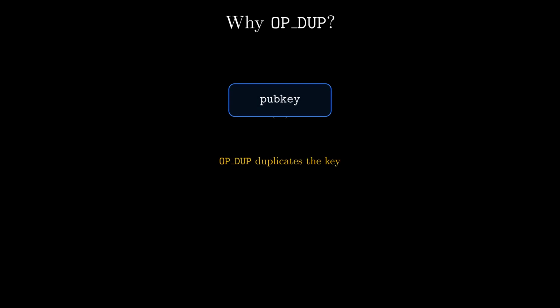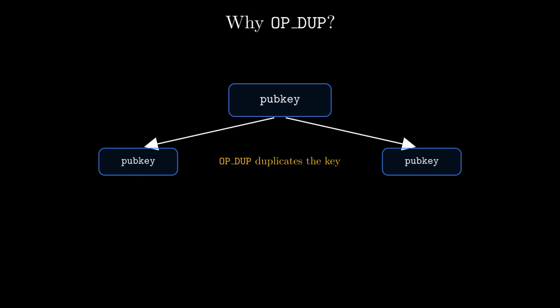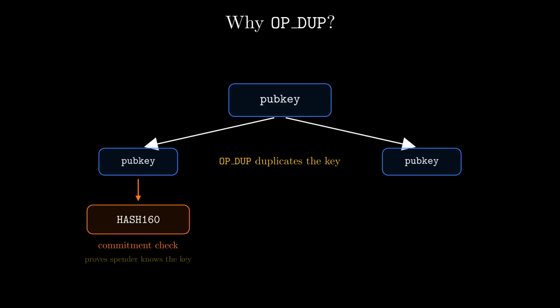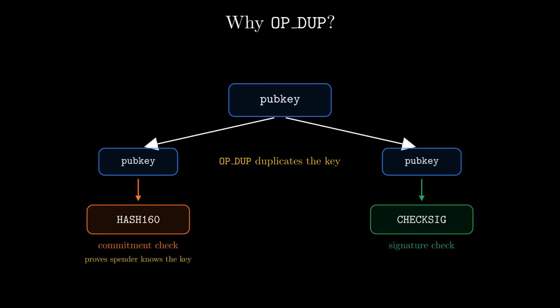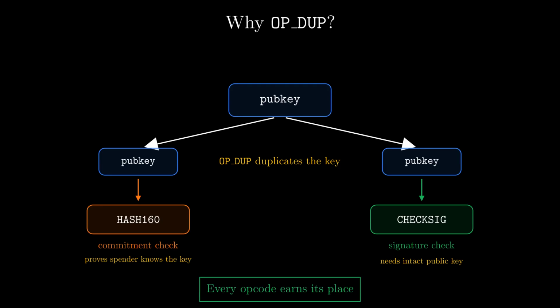A common question: why OP_DUP? Because the script needs the public key twice. HASH160 consumes 1 copy to compare against the commitment, proving the spender knows the right key. But CHECKSIG still needs an intact public key to verify the signature. Without DUP, the first operation would destroy the data the second one requires. Every opcode in P2PKH earns its place. Nothing is decorative.